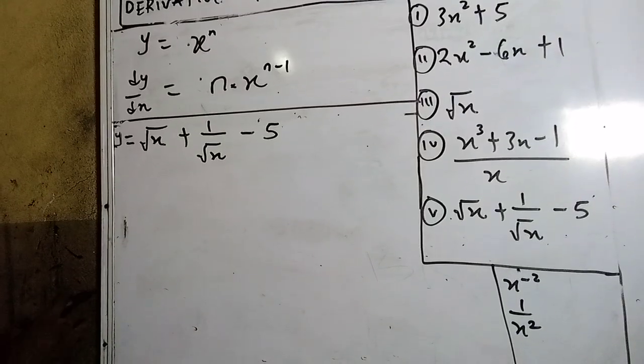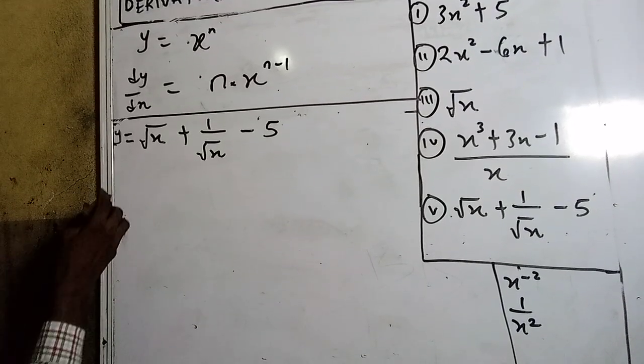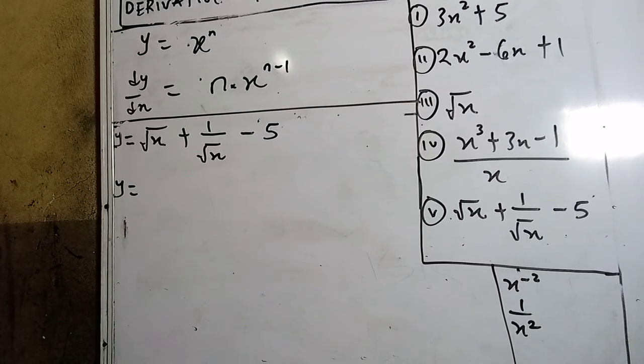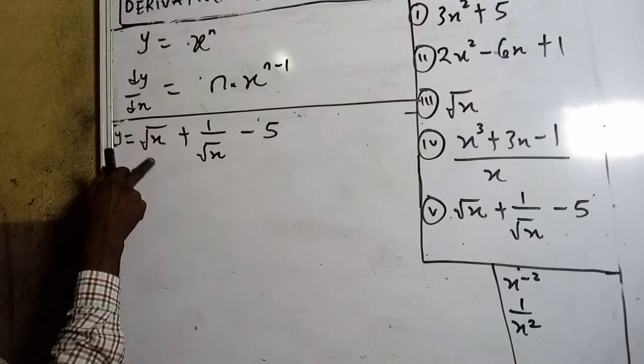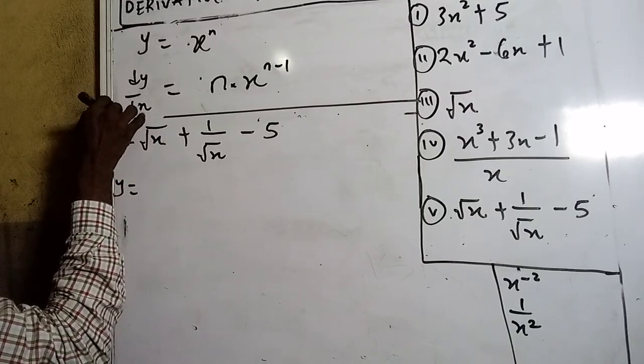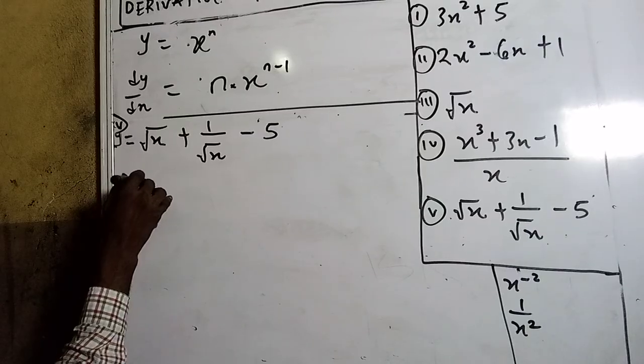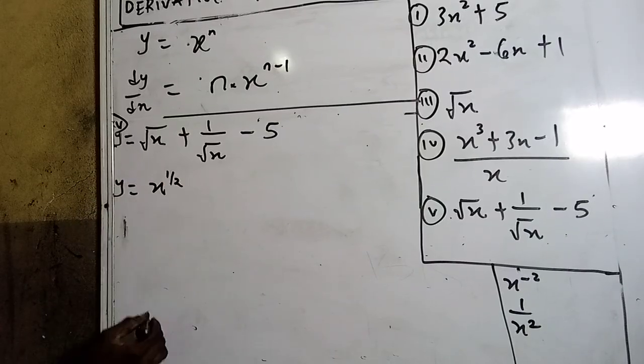So let's check this question too. Okay, so this one I can write as y equals, this is a very different question now. We have to simplify this again. So this is example 5. So now I can write this one as x raised to the power 1 over 2.